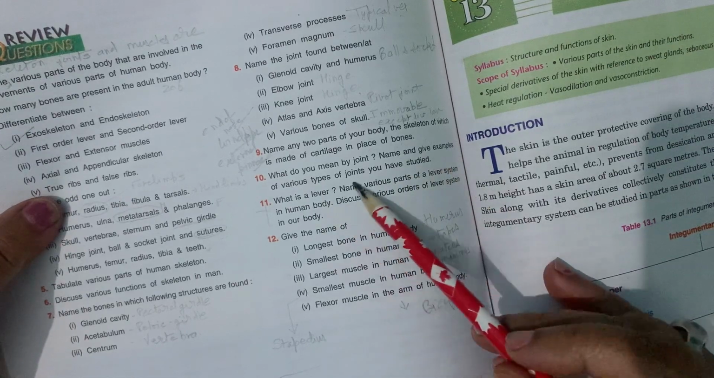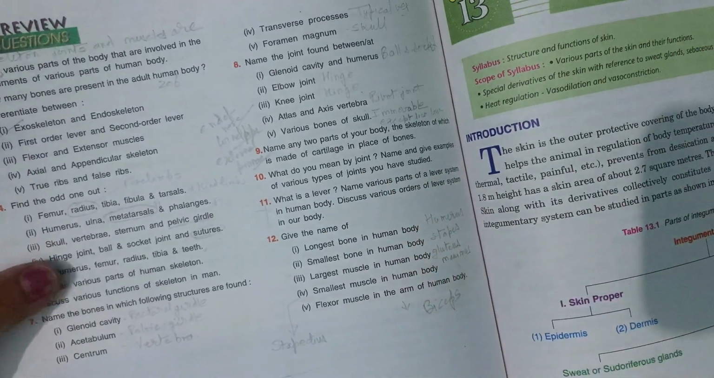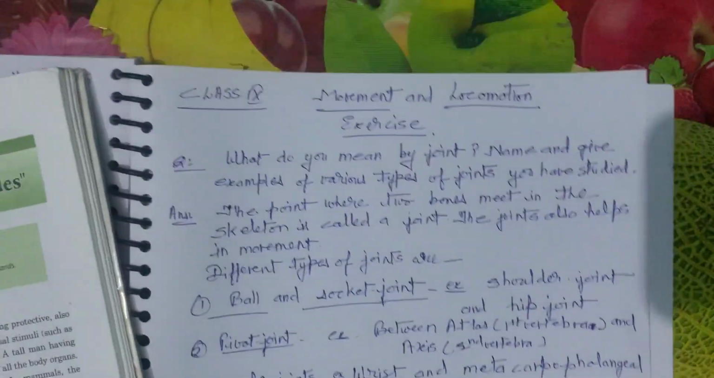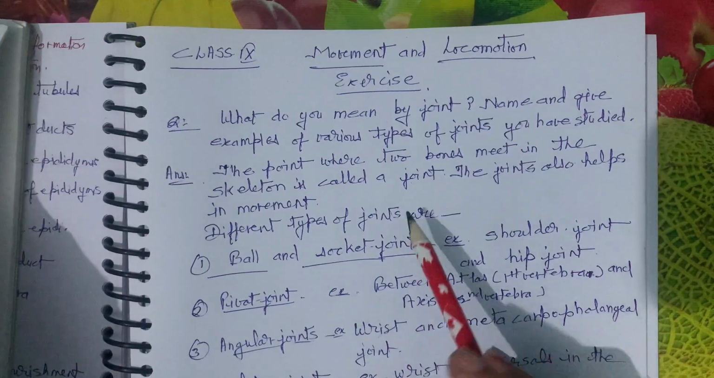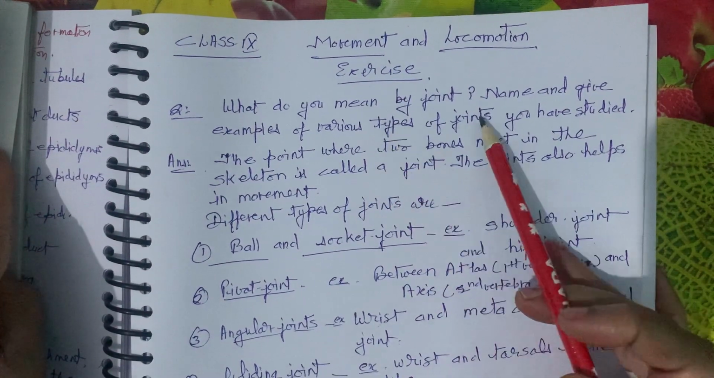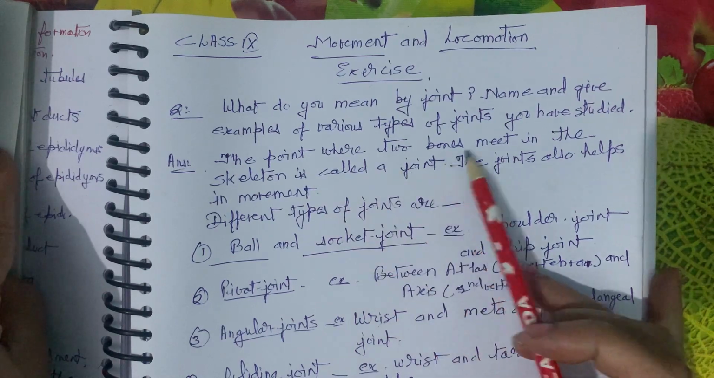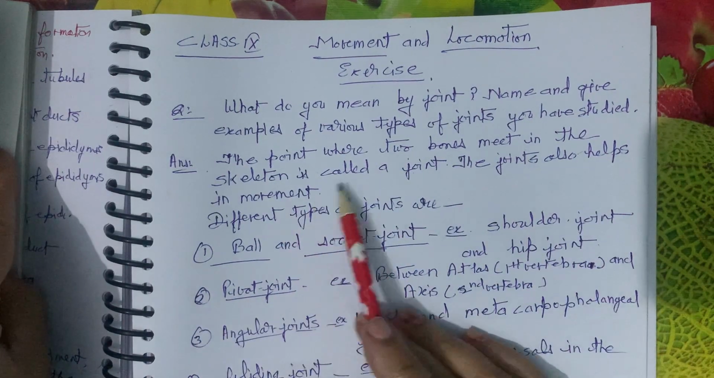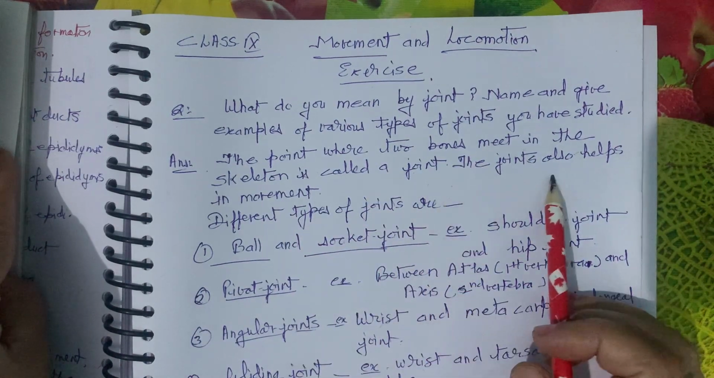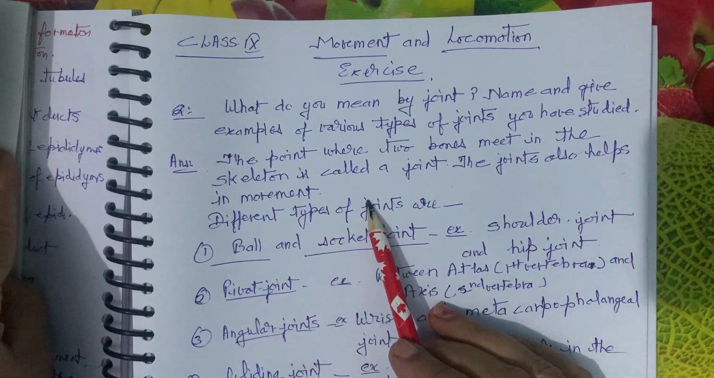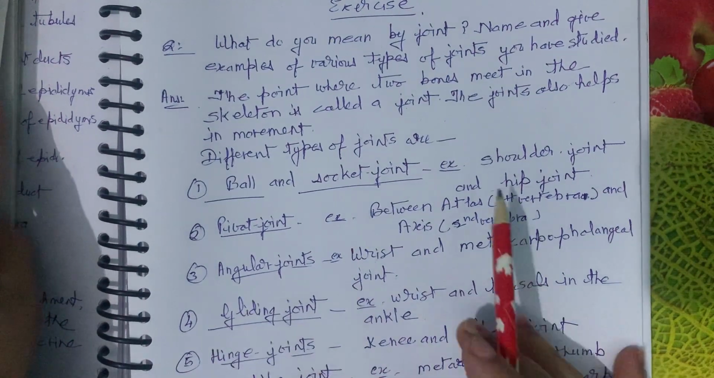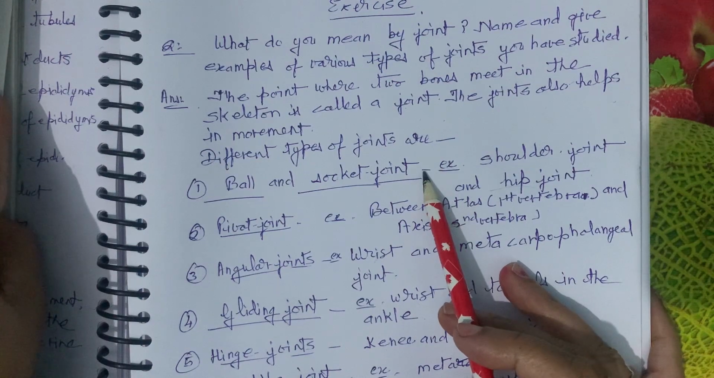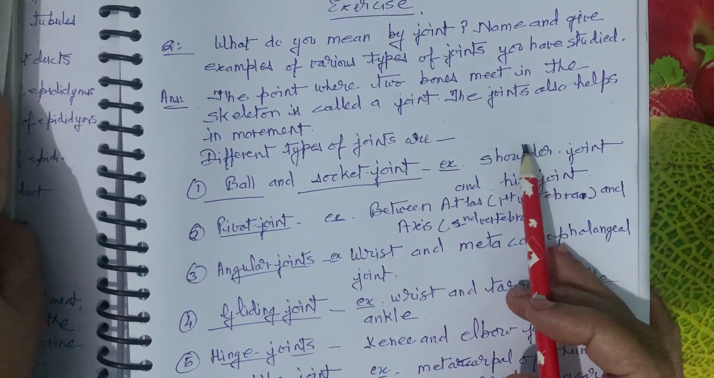What do you mean by joints? Name and give examples of the various types of joints you have studied. Now see here. The point where two bones meet in the skeleton is called a joint. The joint also helps in movement. Different types of joints and the examples are as follows.